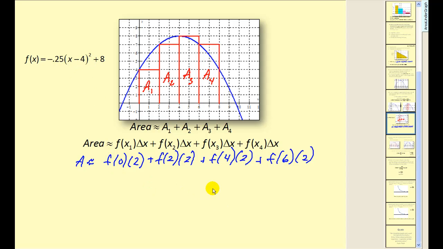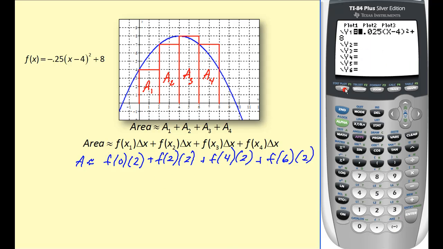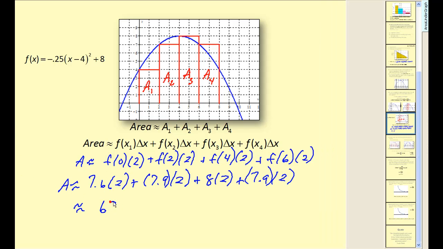One way to do this would be to use the graphing calculator to save ourselves some time in the calculations. So if we type our function into y1 and go to our table, we can just type in 0, 2, 4, and 6 for our values of x, and these would be the function values we need to find these areas. You can see I've already done that, so let's go back to the screen and write this out. This comes out to approximately 62.8 square units.